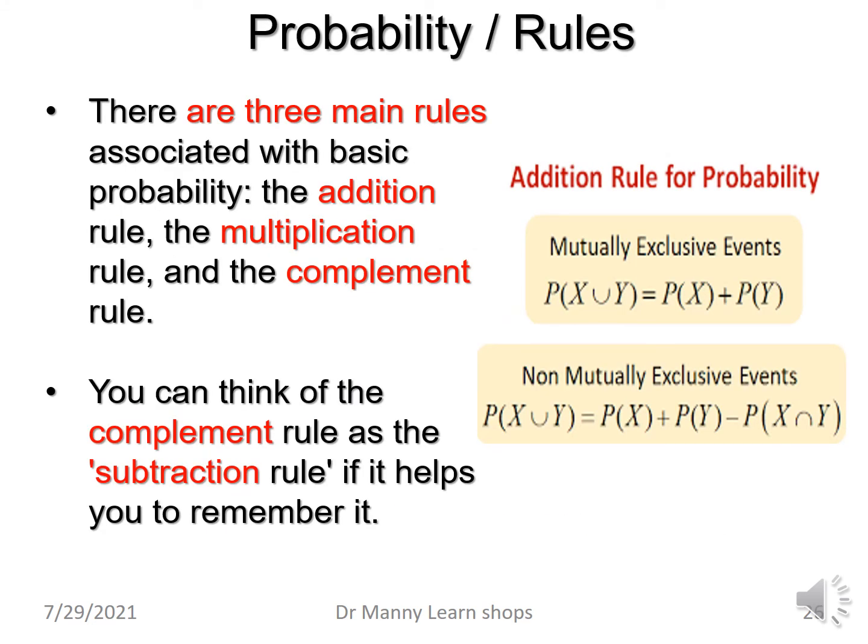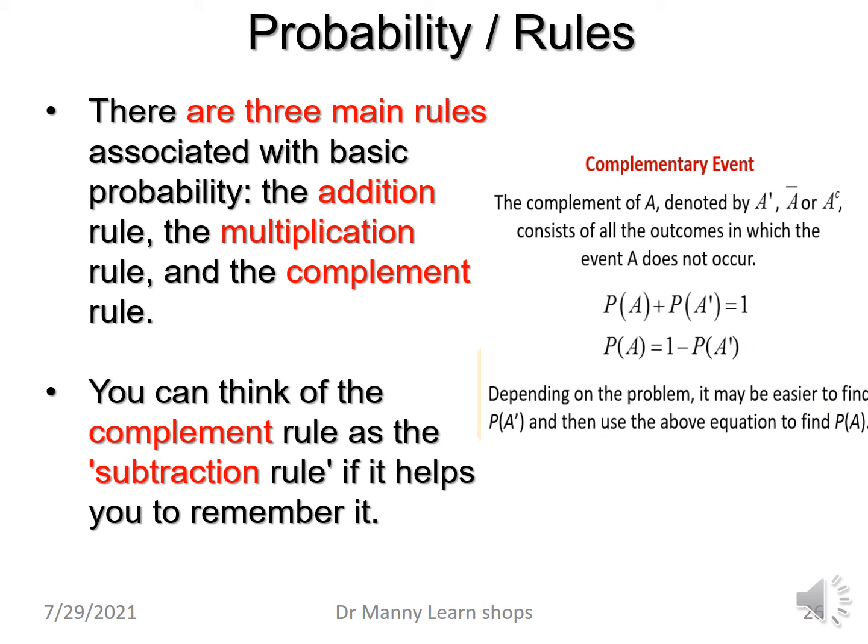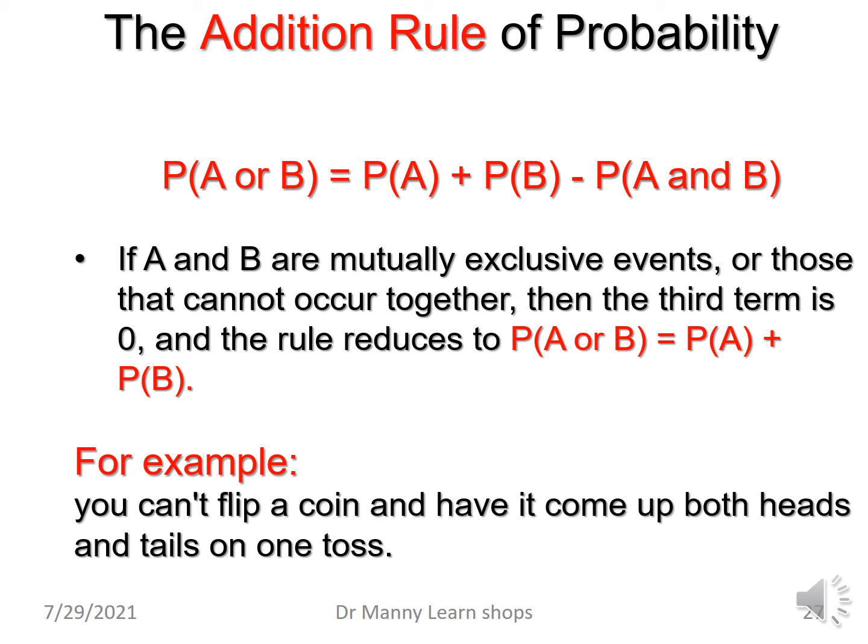There are three main rules associated with basic probability: the addition rule of probability, the multiplication rule of probability, and the complement rule. You can think of the complement rule as subtraction, if it helps you remember it. The addition rule of probability is basically in the following formula. If A and B are mutually exclusive events, or those that cannot occur together, then the third term is 0, and the rule reduces the formula to the following. For example, you can't flip a coin and have it come up both heads and tails in one toss. Not simultaneously.